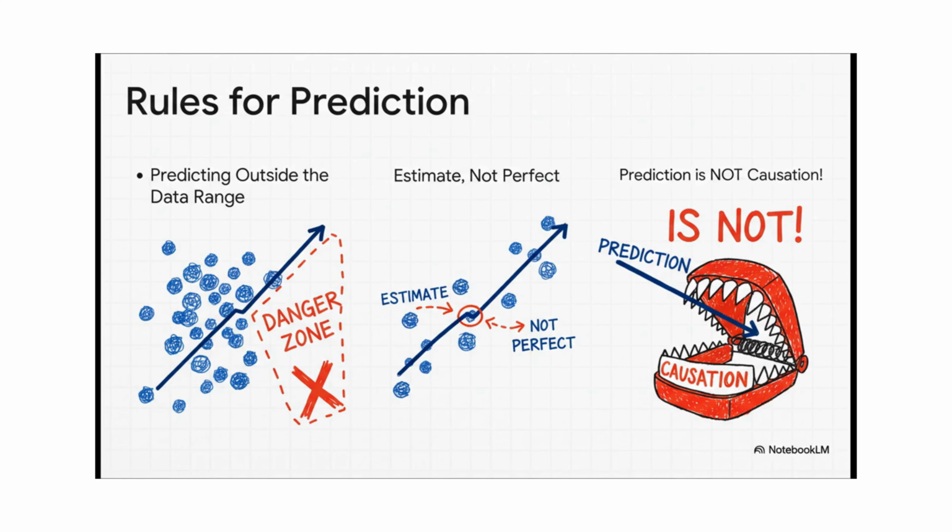But a good investigator always has a code, right? Some rules to follow. First, don't try to make predictions for things way outside the data you actually collected. Second, you've got to remember the line is just a model. It's an estimate, not a perfect crystal ball. And most importantly, even with a fantastic trend line, making a prediction is not the same thing as proving one thing causes another. We must never forget the causation trap.